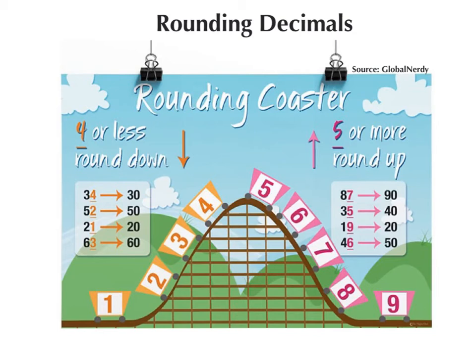So I like this visual. I borrowed it from Global Nerdy. Thinking of a roller coaster. The numbers 1, 2, 3, and 4 are not quite up the hill yet. So they are going to round down to the lower number, where 5, 6, 7, 8, and 9 have already made it over the hill, so they are going to round up to the higher number. So let's look at what this looks like with decimals.